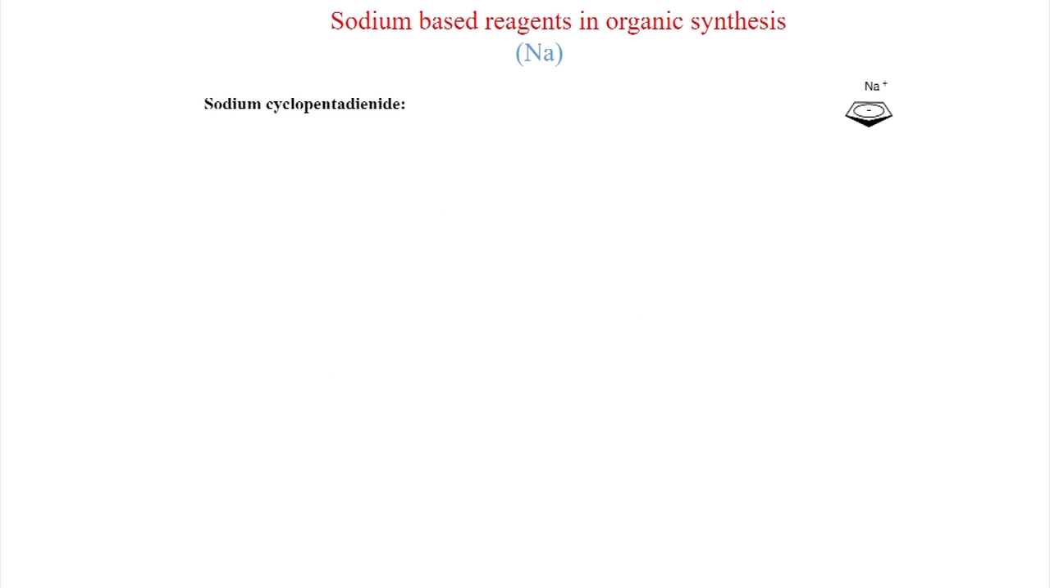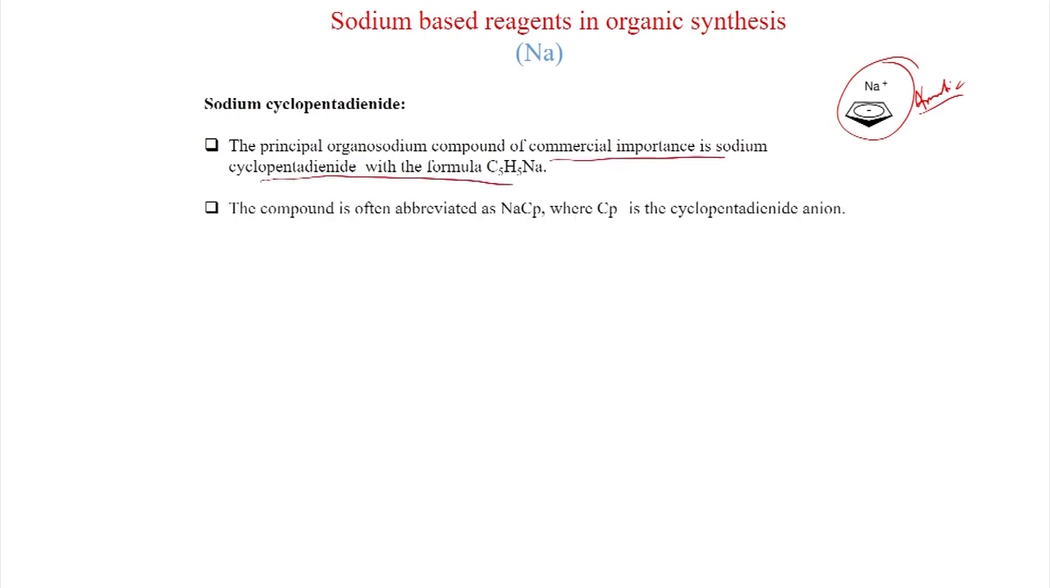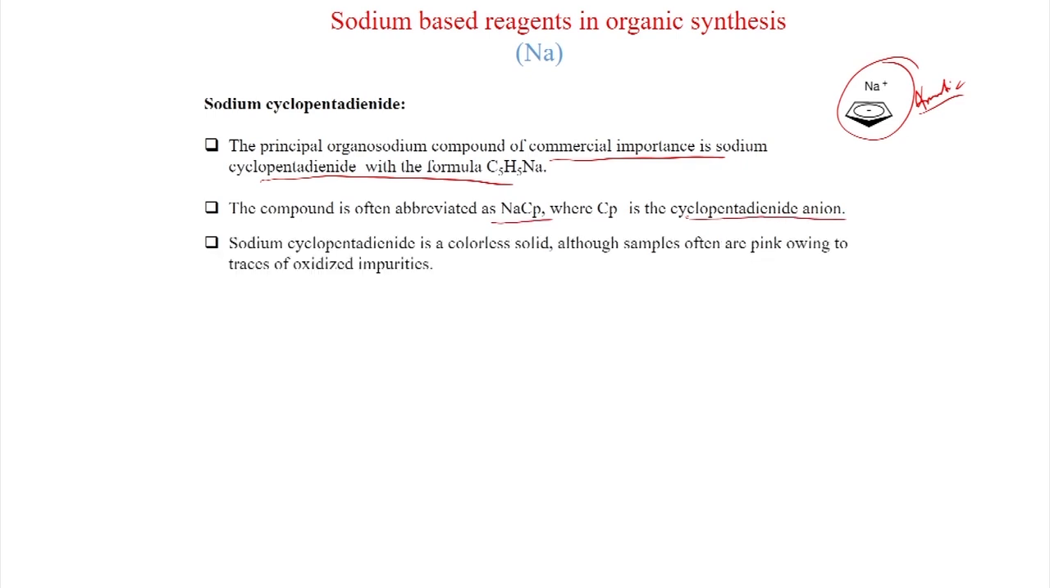Sodium cyclopentadienide. This is aromatic. We have seen cyclopentadienyl magnesium bromide; that is also aromatic. The principal organosodium compound of commercial importance is sodium cyclopentadienide, with the formula C5H5Na. The compound is often abbreviated as NaCp, where Cp minus is the cyclopentadienide anion. Sodium cyclopentadienide is a colorless solid, although sample surfaces are pink owing to traces of oxidized impurities.